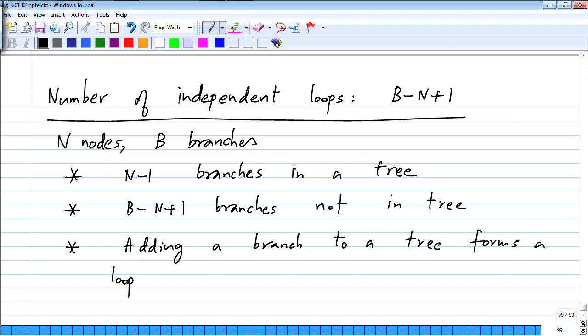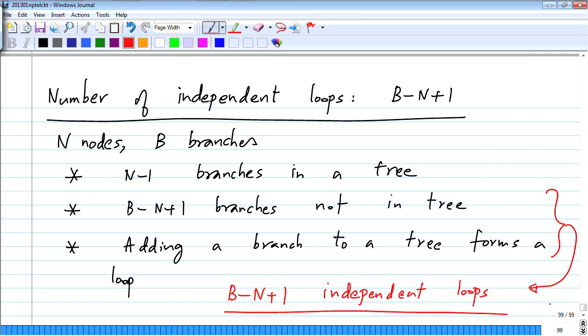Okay. And how many such possibilities are there? We have b minus n plus 1 branches which are not in the tree. So we go and add them on one by one to form each loop. So that means that from these two, you can infer that there will be b minus n plus 1 independent loops.